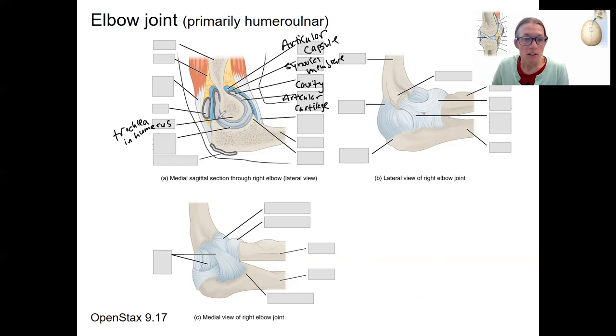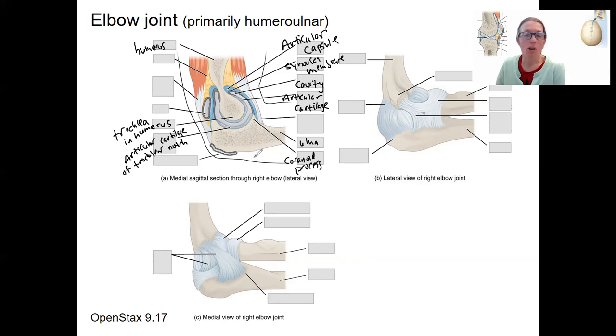We've got, let's jump down to the ulna. So here is the articular cartilage of the ulna, and specifically of what structure? Of the trochlear notch, right? Of the ulna. This thing right here is the coronoid process of the ulna. This is the ulna. And then, right, this is the humerus.